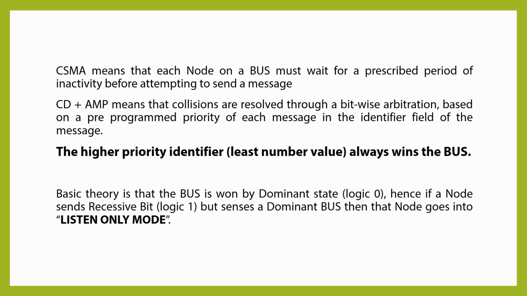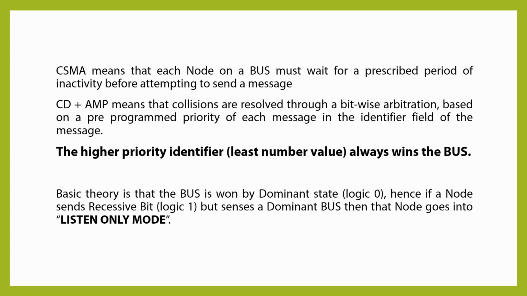What does CD plus AMP mean? That is what we are trying to achieve using that 11-bit identifier or the priority codes. CD plus AMP means that collisions are resolved. That is the situation we tried to explain earlier, like two nodes simultaneously sending in the data. Which one should we receive? Which one is considered to travel through the bus? That is collision detection. Two nodes are colliding right now. Now that collision is detected and it is sorted out using AMP.